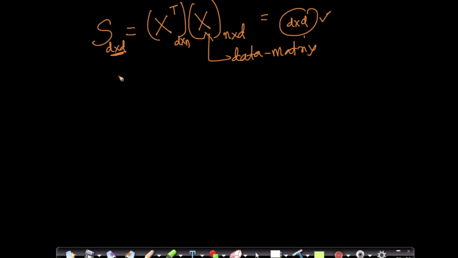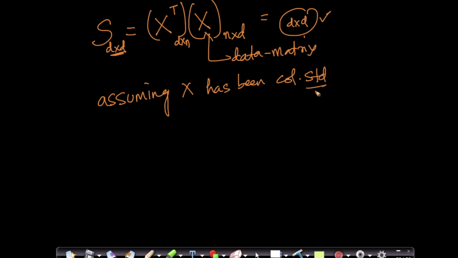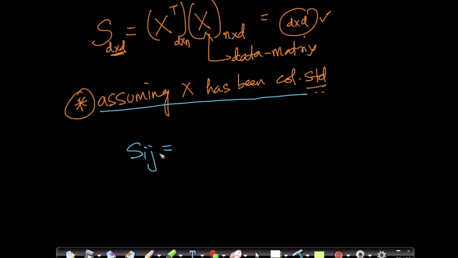Remember, I'm assuming that X has been column standardized. This is a very, very important assumption that we cannot rule out. So let's see what is Sij. What is Sij supposed to be? It is the covariance of feature i and feature j. Oh, sorry, I need to put a 1 by n here. I forgot that.